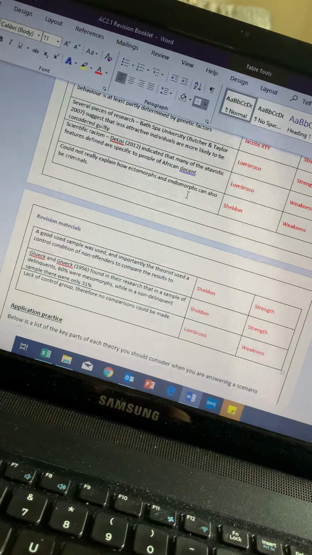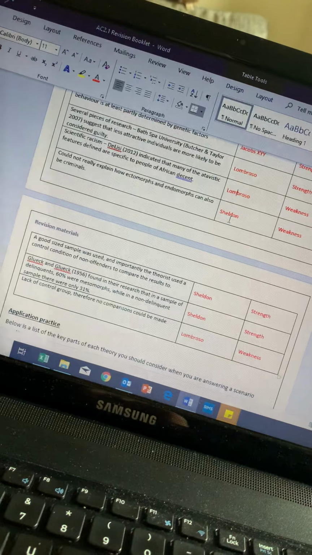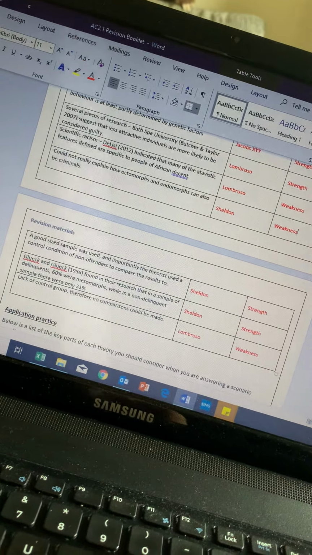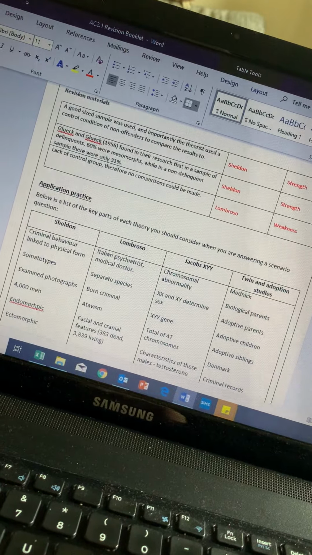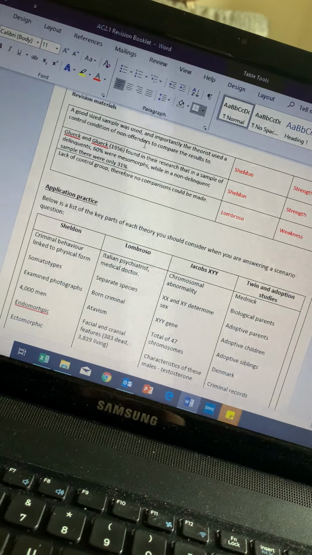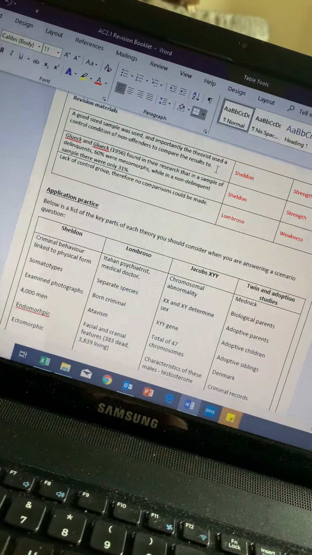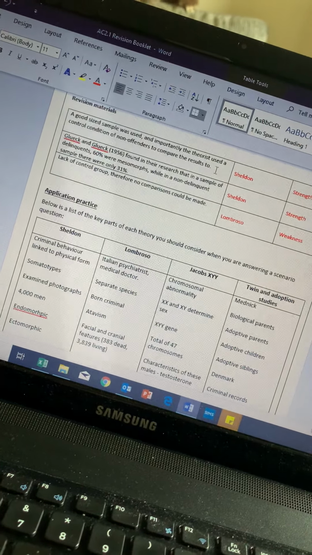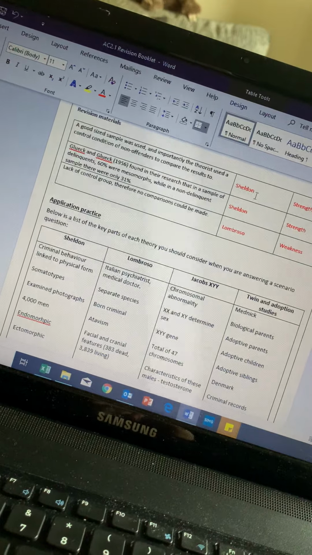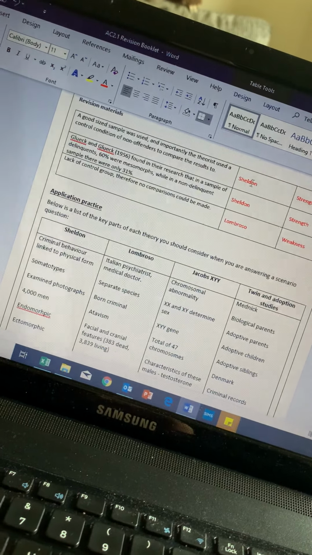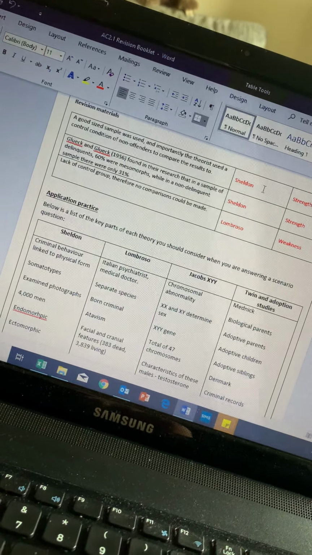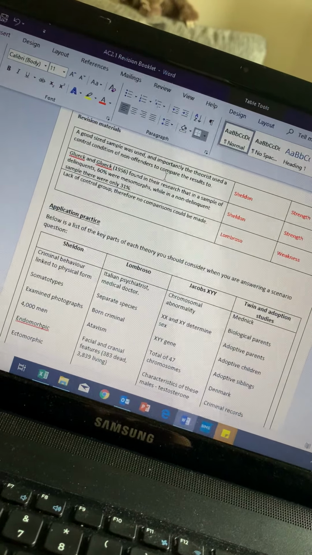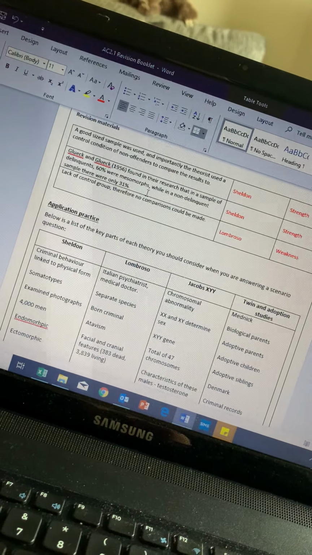Could not really explain how ectomorphs and endomorphs can also be criminal. So Sheldon, weakness. Good size sample was used, again, I think you probably could look at a couple of others for this, but this is actually under Sheldon, so make sure you're going for this one, because that'll be what will be on the mark scheme. So Sheldon and a strength, always better to have a control sample.